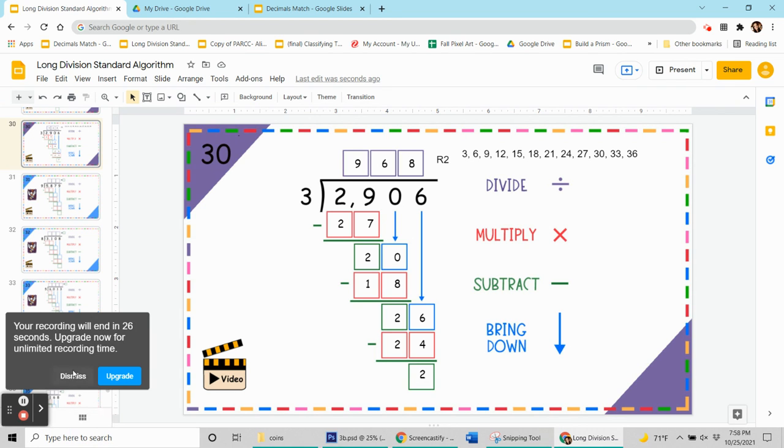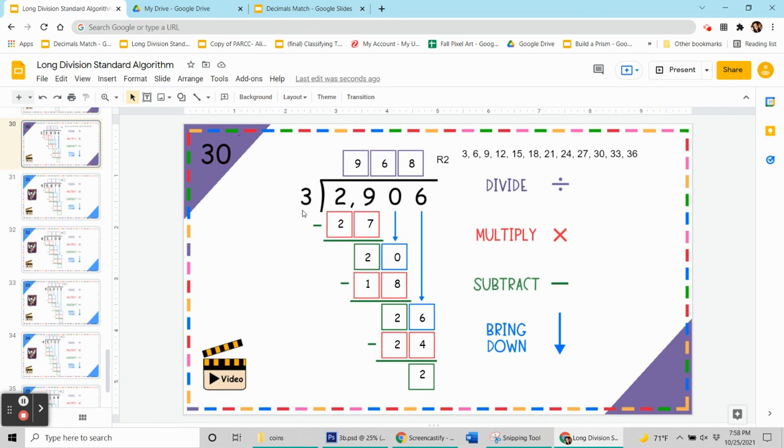That means if I had 2,906 donuts and I put them in 3 boxes, I would get 968 into each box, but then I would have 2 left over that I couldn't put equally into the boxes.